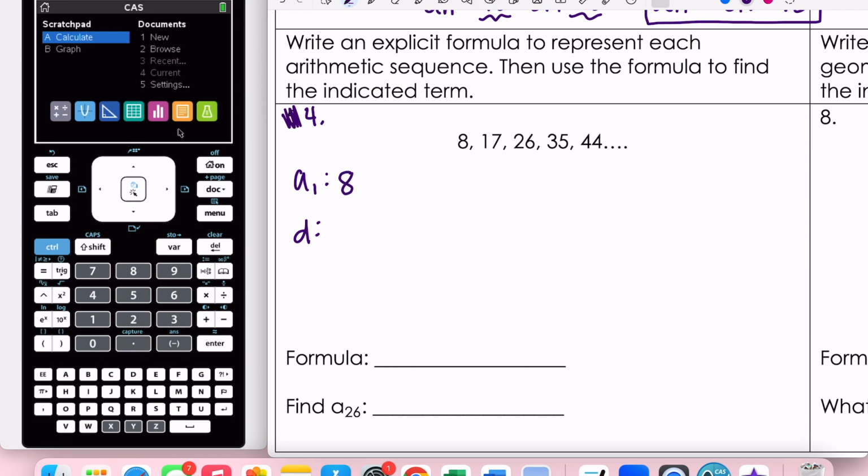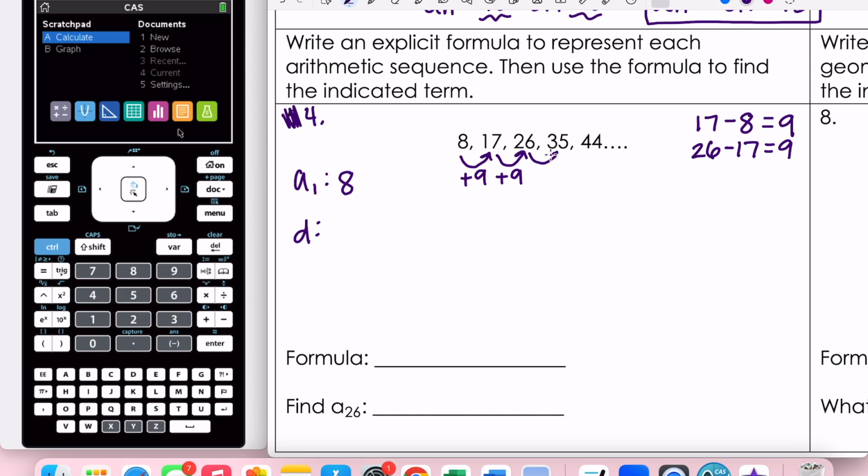Now I want to find the common difference. So here basically what I want to know is what did I have to add to 8 to get to 17? So to find that, I'm going to take the second term, 17, and I'm going to subtract 8, which is the first term. 17 minus 8 ends up giving us 9. So here, this must mean that I added 9. So then I want to do it again. If I were to take 26 and subtract 17, I also get 9. So this lets me know I added 9.